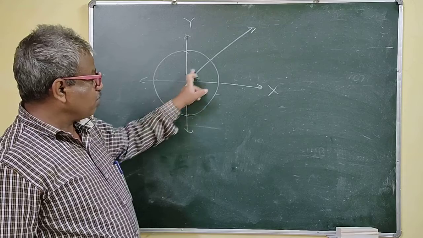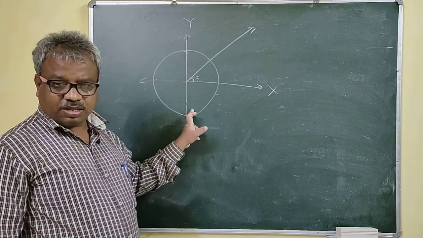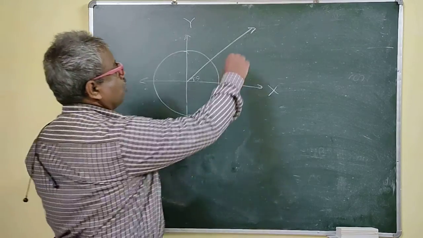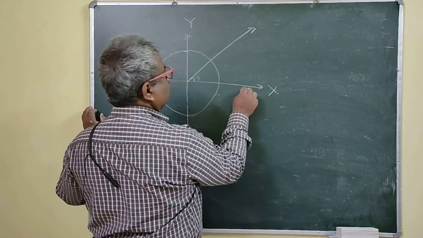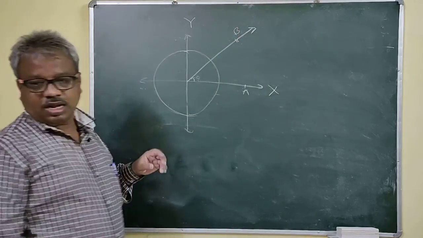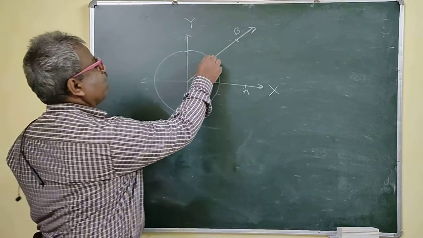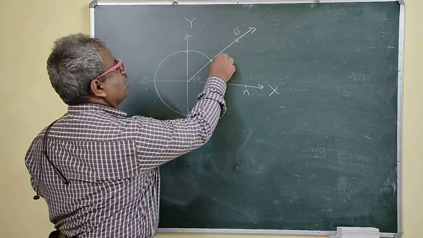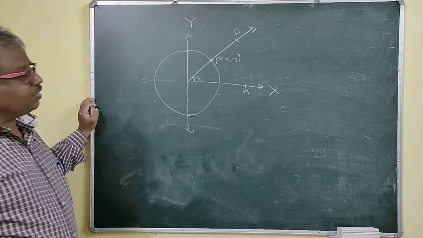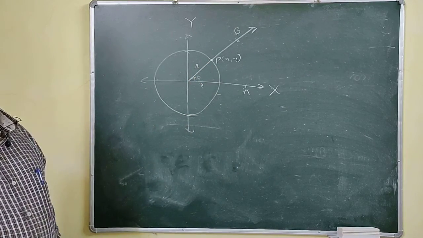For our convenience, we are taking this in the first quadrant. It may be in the third quadrant or the fourth quadrant, whatever. You have to find a trigonometric ratio. Suppose this is OA and suppose this is B. Now this is your terminal arm. The terminal arm intersects this circle at, suppose, P(x, y), and suppose the radius of the circle is R.